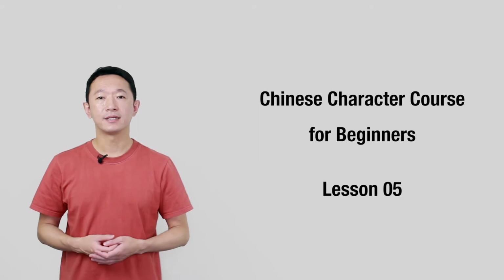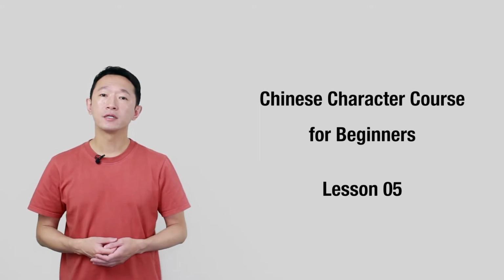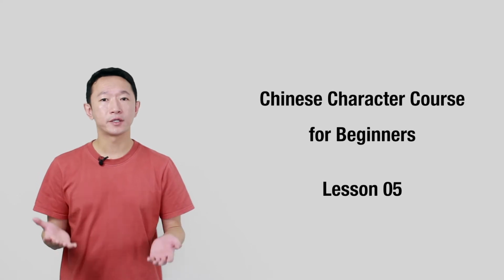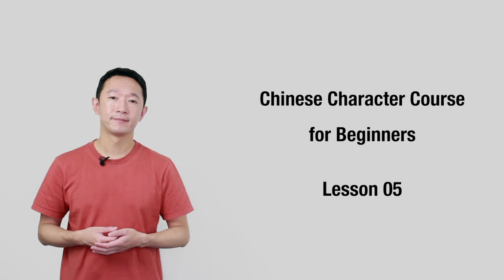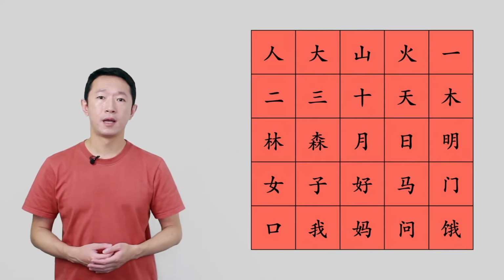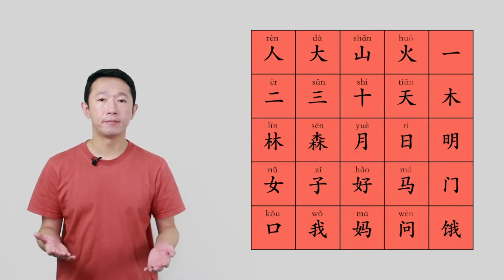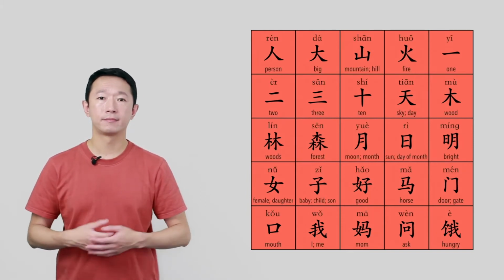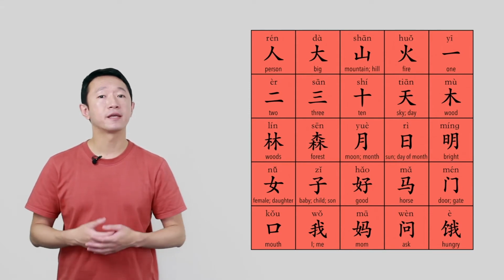In today's lesson, you are going to review what you have learned and learn some methods or strategies for learning Chinese characters. You have learned 25 characters. When you see the characters, you should know how to read them and what they mean. Of course, it's better if you can write these characters.